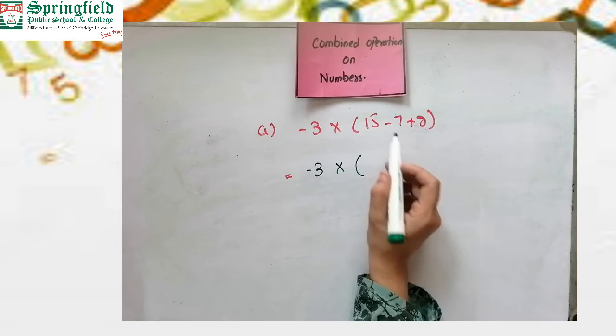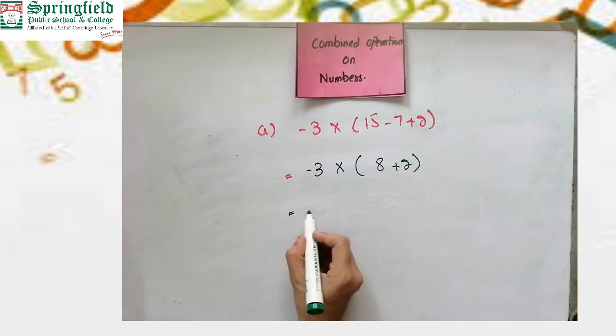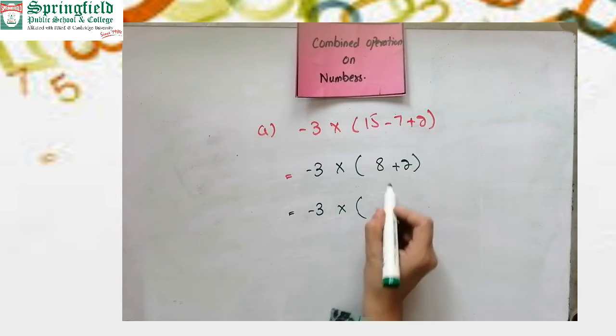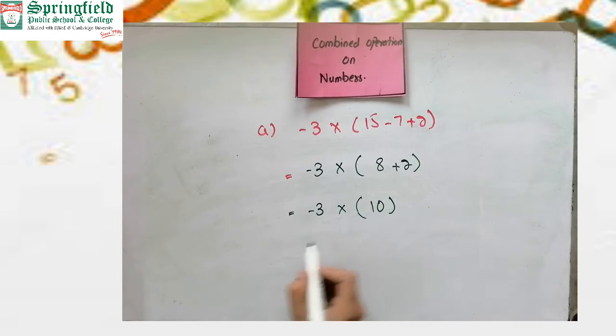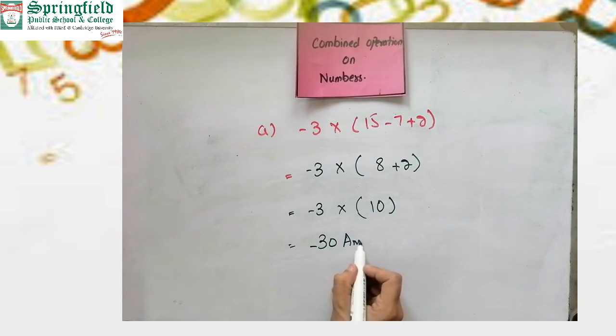15 minus 7, what will be the answer? 8 plus 2, and then minus 3 multiply 8 plus 2 is 10, and then 10 multiply with 3, 10 3s are 30, so minus 30. This is your final answer. Understood, beta? Okay. Now after the explanation and practice, no question.